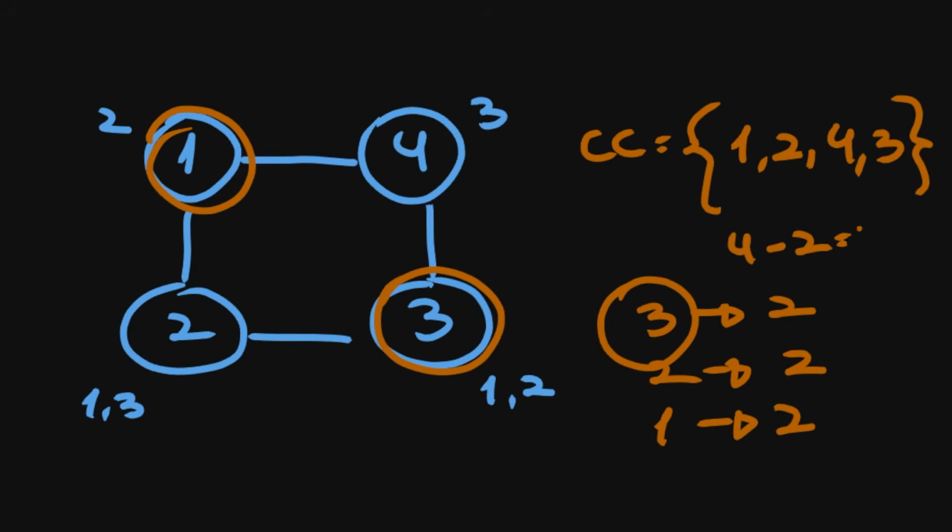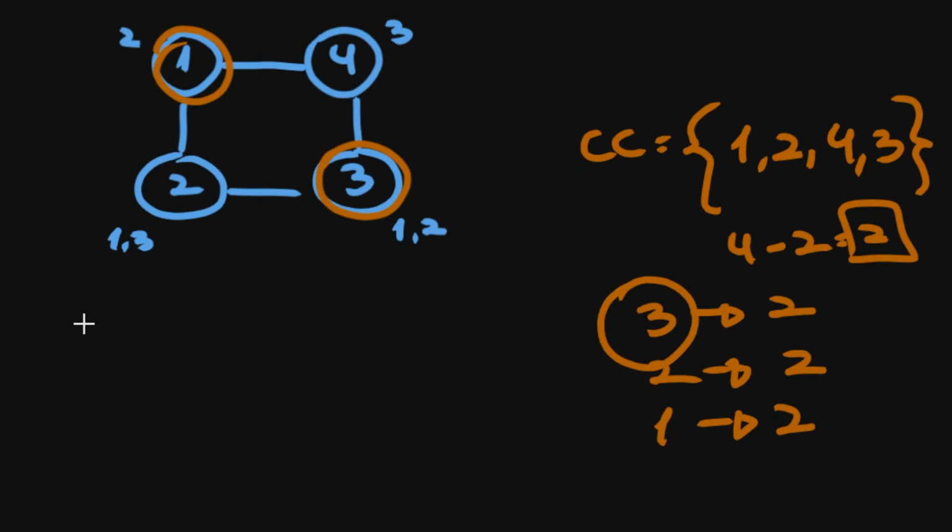4 minus 2 is 2. So this is the result. So this is basically the entire approach. We need to follow 3 steps.